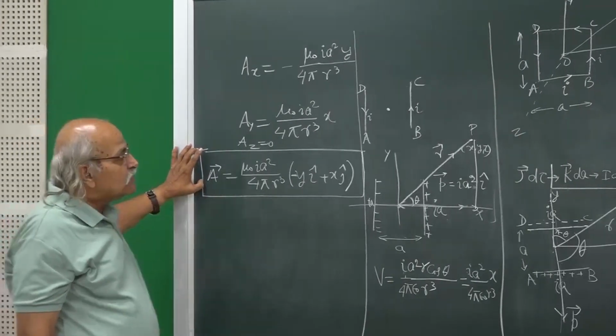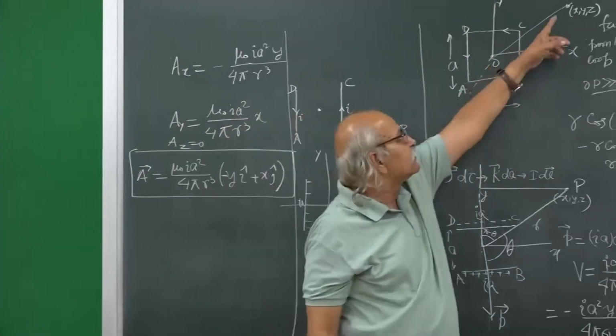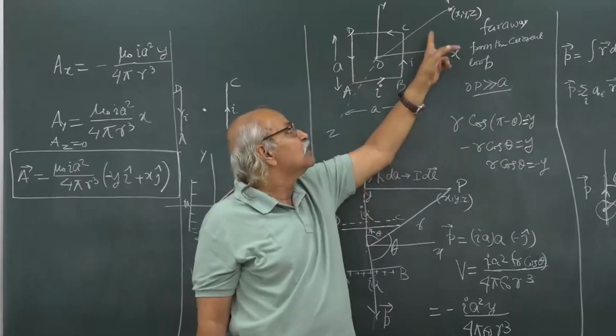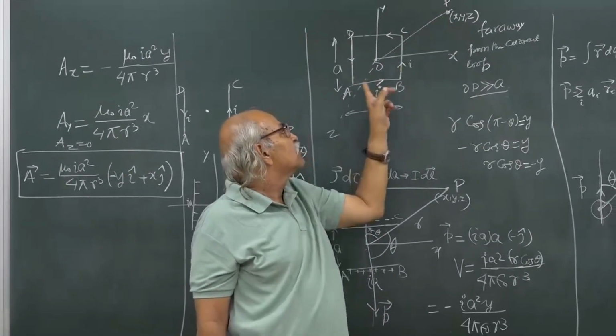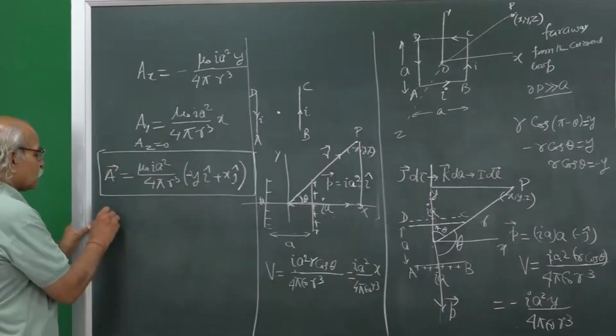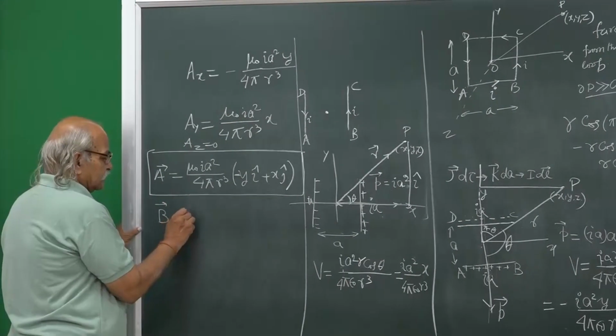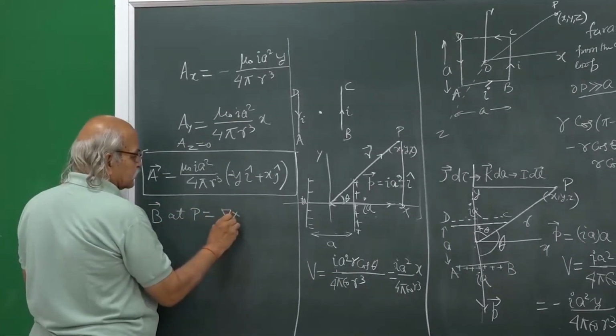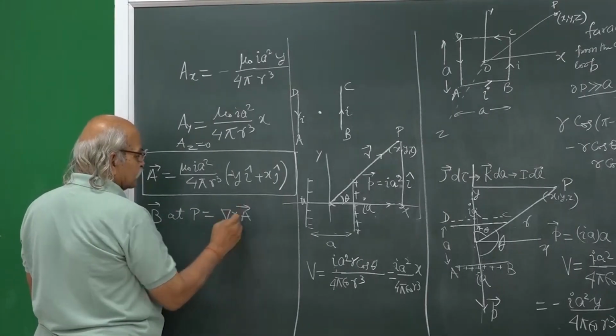Now, if you want the magnetic field at this point because of this current loop, you can take curl of this. So, that is also possible. B at P, that will be curl of A, this A that we have just calculated.